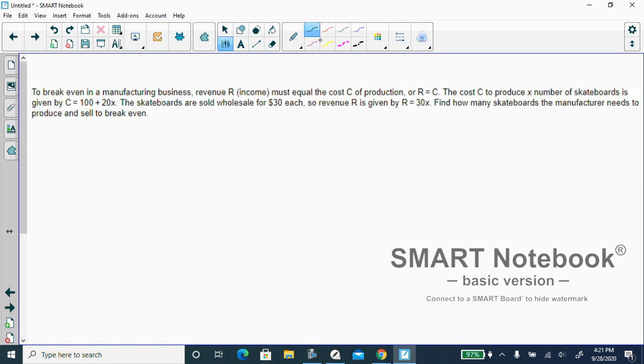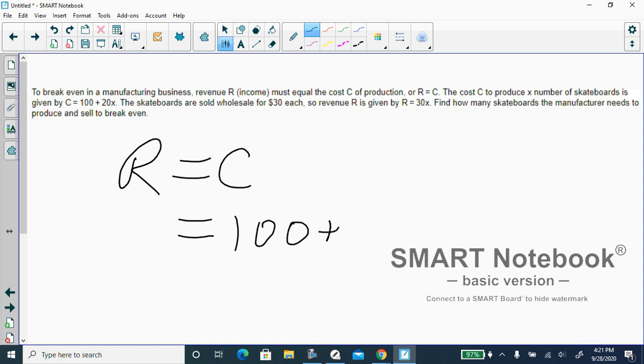Let's take a look at this one. To break even in a manufacturing business, revenue, R, must equal the cost of production, C. The cost to produce X number of skateboards is given by C equals 100 plus 20X. So C, the cost to make the skateboards, is 100 plus 20X. If we make X skateboards, that's how much money it's going to cost, because C is cost.